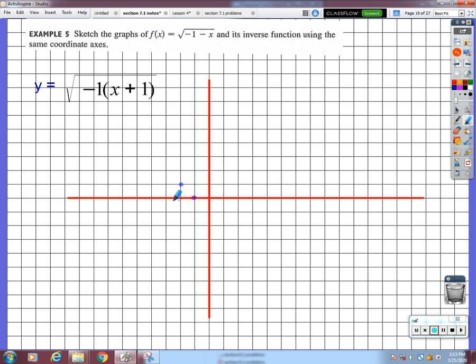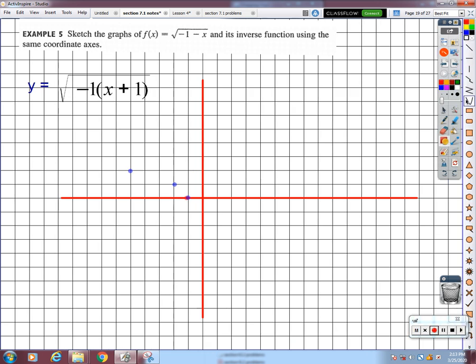The next thing I'm going to do is plug in -5. -5 plus 1 is -4. -1 times -4 is 4, and the square root of that is 2. So that gives me the point -5, 2 right there.